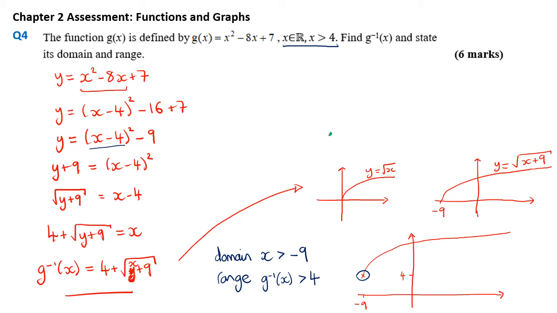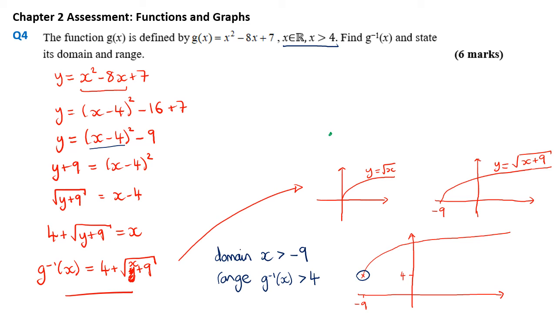If I look here, x is greater than 4. This part here will always have some value. So x will always be slightly above, y will be above -9. So here I don't have the greater than or equal to. The range is going to be above 4 and the domain is going to be above -9.